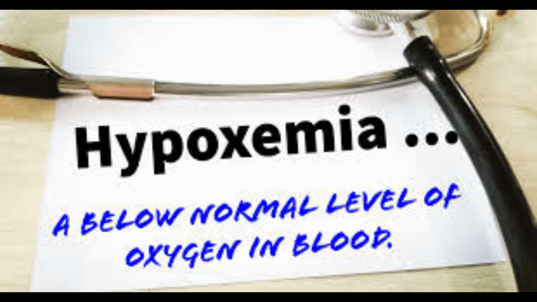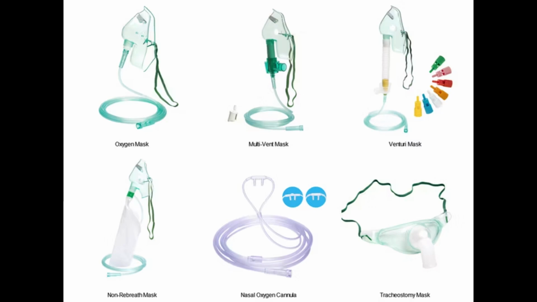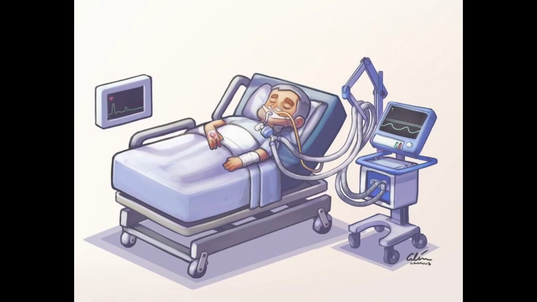Number 1. Correction of hypoxemia. The goal is to maintain adequate tissue oxygenation with a PaO2 level of 60 mm of Hg or arterial oxygen saturation above 90%. Oxygen can be delivered by several routes depending on the clinical situation. Number 2. Correction of hypercapnia and respiratory acidosis. This is achieved by providing ventilatory support.